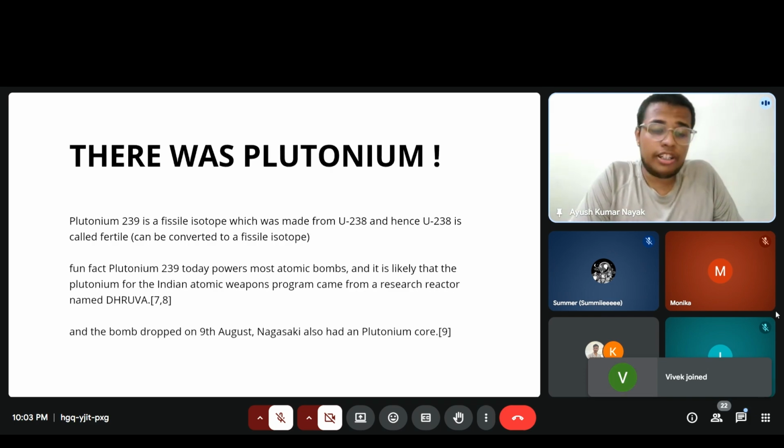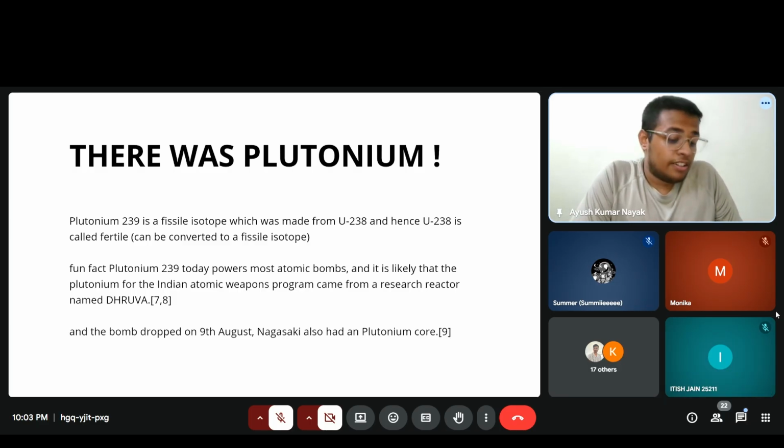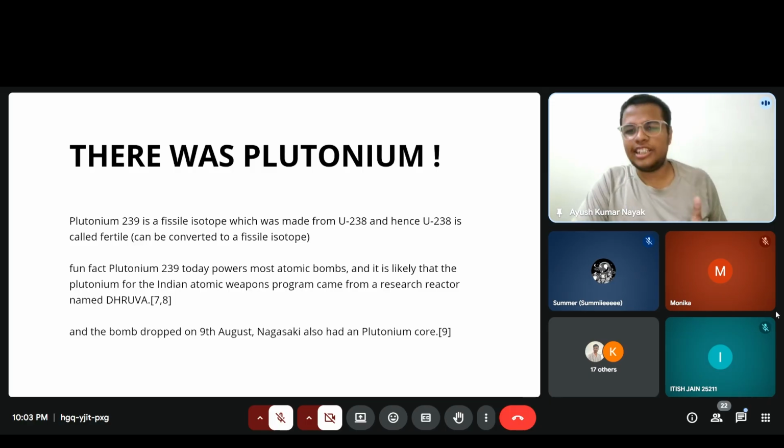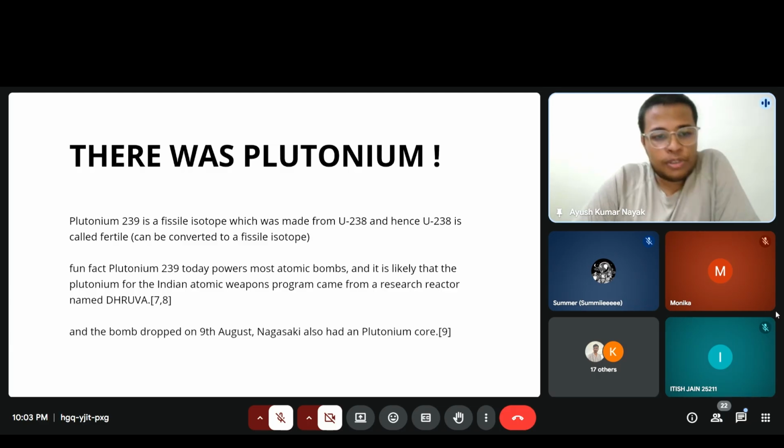One example is thorium-232, and that's the basis of the nuclear program in India. We are trying to build thorium reactors. In that, we are converting thorium-232 into fissile uranium-233. Okay, let's move on.